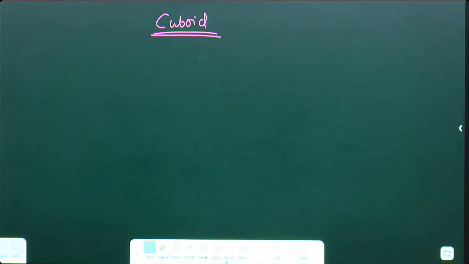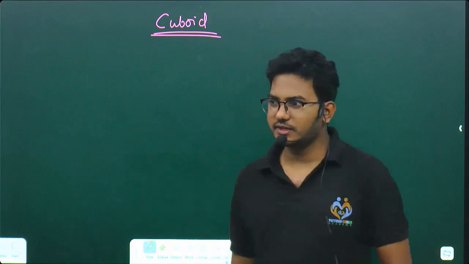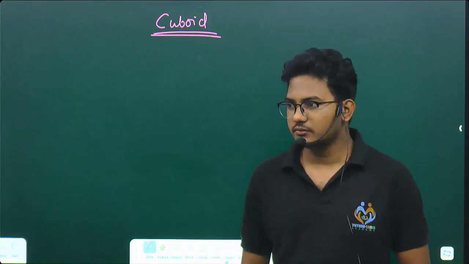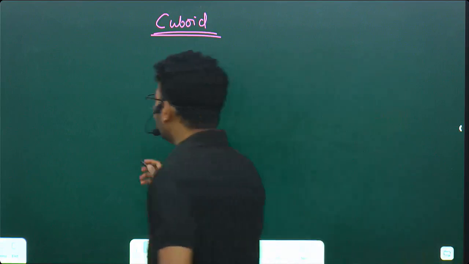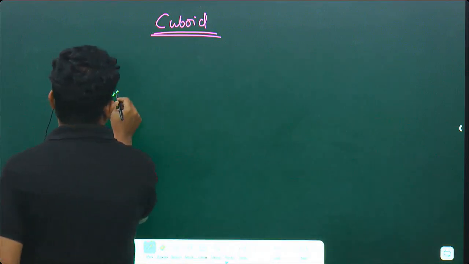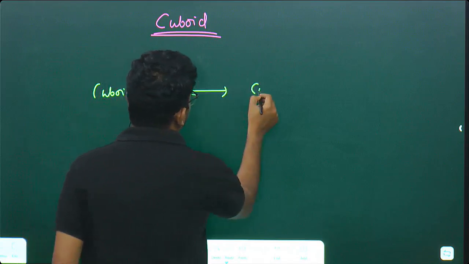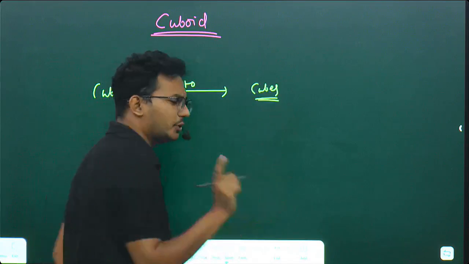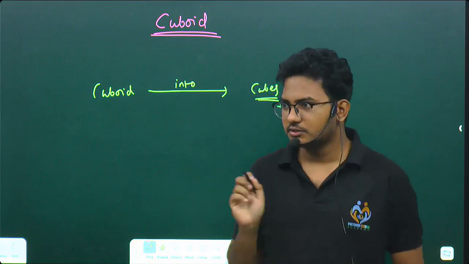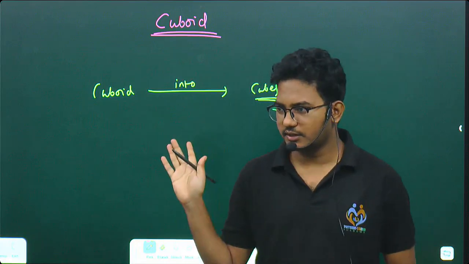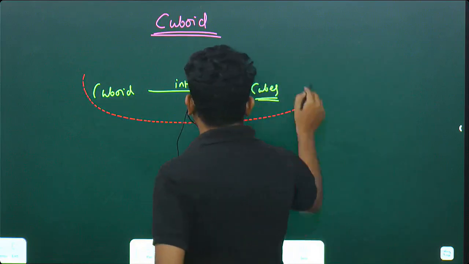Okay, so see, here also what we'll be doing is we'll cut that cuboid into small cubes, not into cuboids. We'll cut the cuboid into small cubes. Okay, how? Let me show you an example.